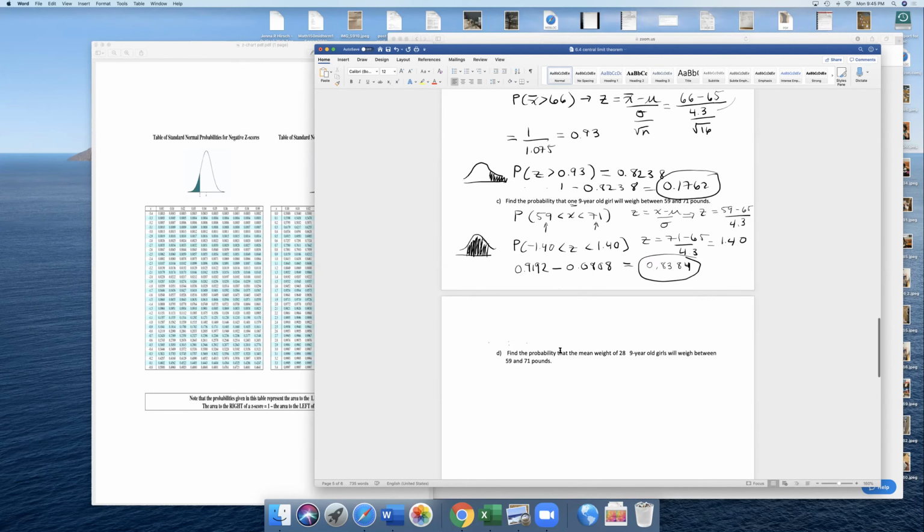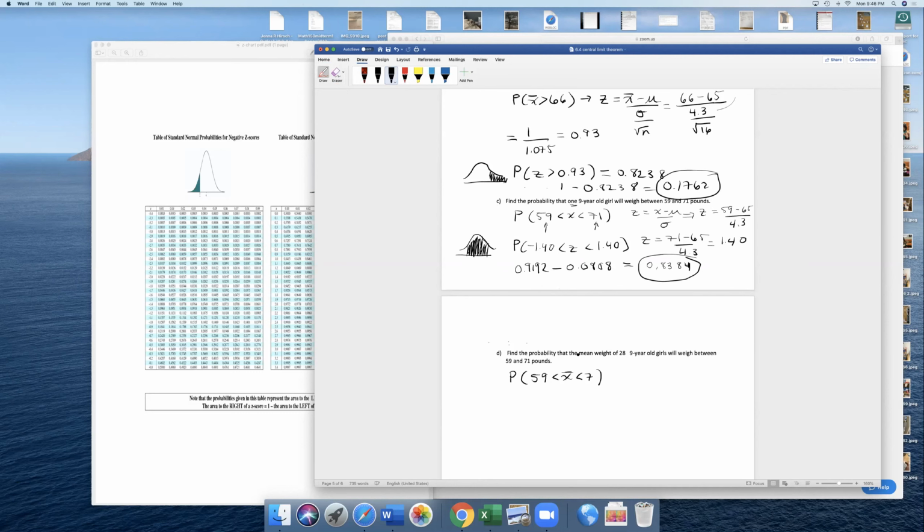So let's take a look at this example. And again, I hope you can see that we are no longer dealing with finding an individual value. Now we are finding probabilities in regards to a sample mean, right? We want to find the probability of the mean weight of 28 girls. So now we're dealing with an X bar. So when we set it up, X's to Z's to P's, we want to find the probability that 59 is less than X bar is less than 71.